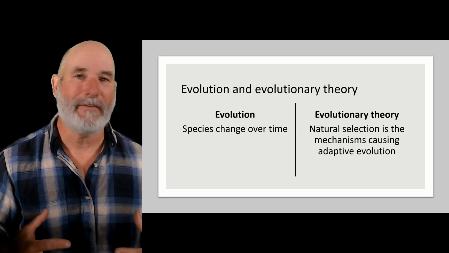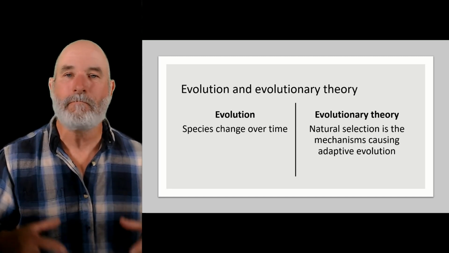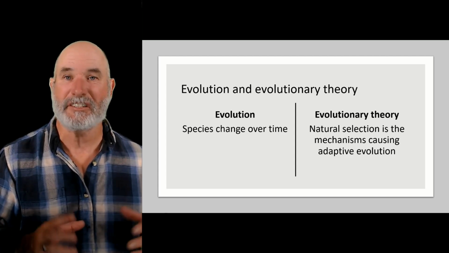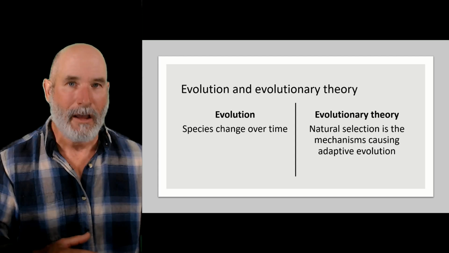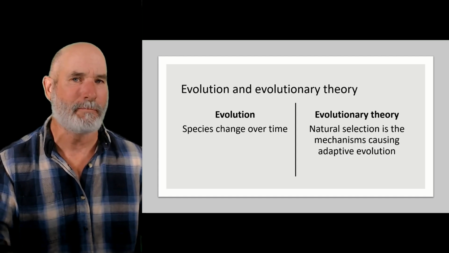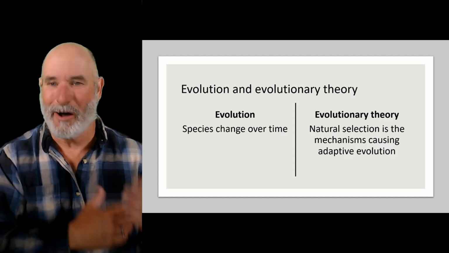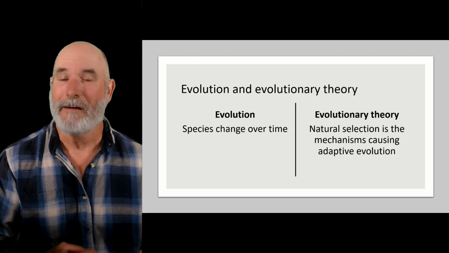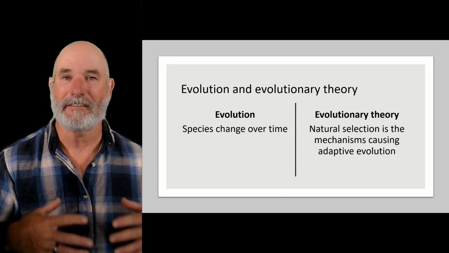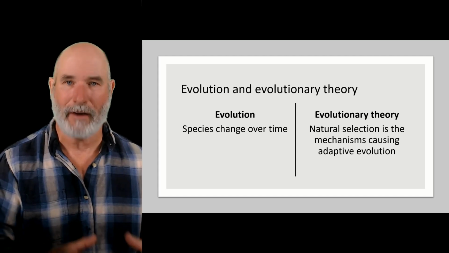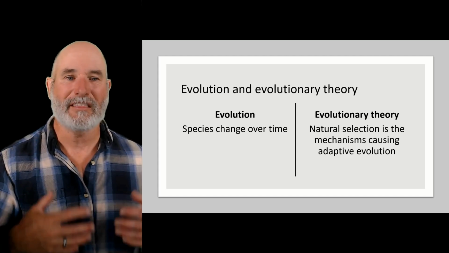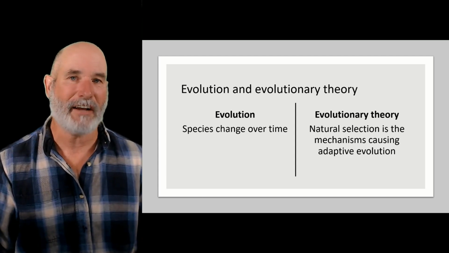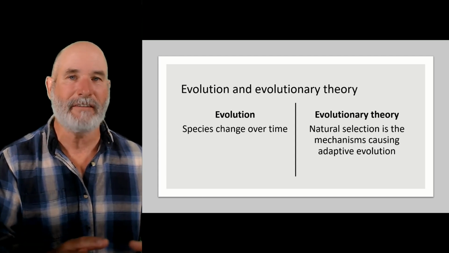Okay, so we have evolution and evolutionary theory. Simply defined, evolution just means species change over time. Now, if you're bored with that definition, going, that's too simple for me, you can, well, up the ante. It's a change in allele frequencies in a population from one generation to the next. That's a more precise definition of microevolution. Evolutionary theory explains why species change over time, and natural selection is the mechanism of adaptive evolution.